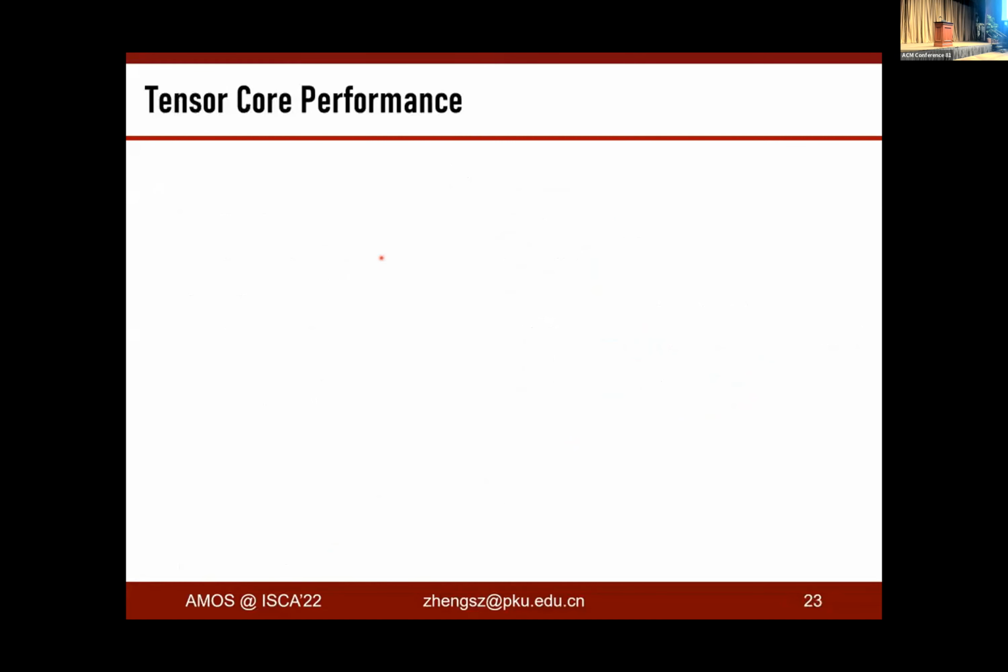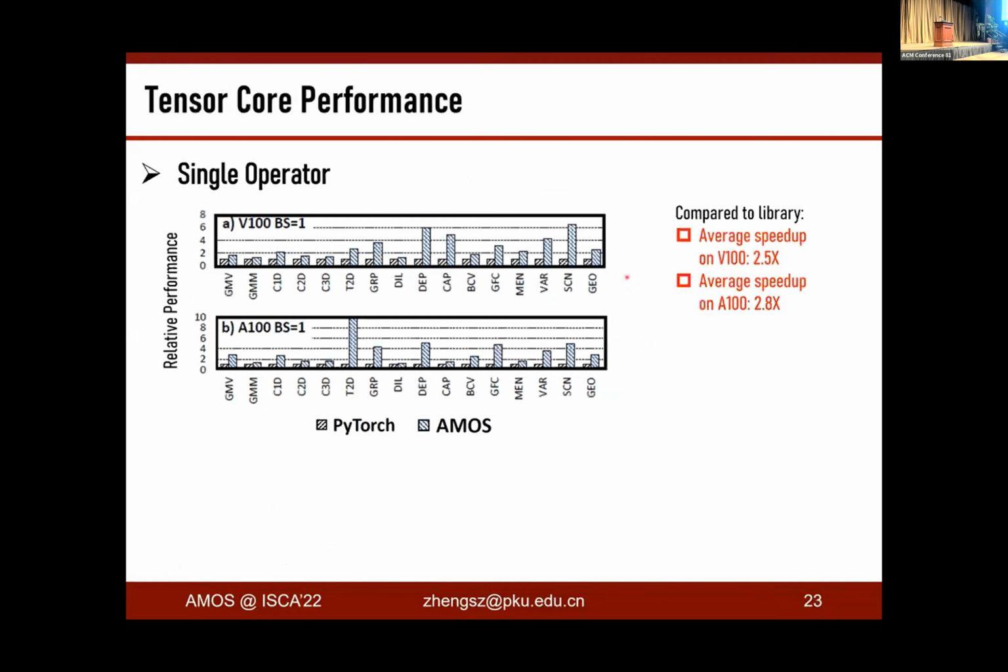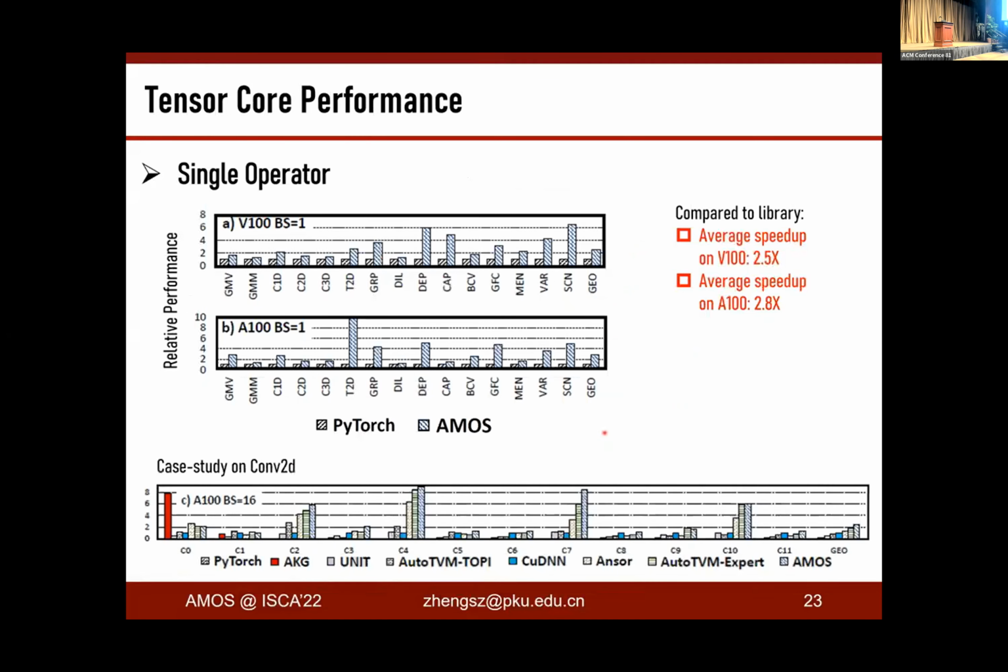On TensorCore GPUs, we compare the performance of all the 15 operators to PyTorch, and the average speedup is more than 2.5 times. We also compare to 4 different compilers using 2D convolution. The speedup to AutoTVM is 1.3 times, the speedup to Ansor is 1.79 times, and the speedup to UNIT is 1.96 times. AKG fails in more than half of the testing cases due to internal errors. AMOS can achieve good speedup because of 2 reasons.